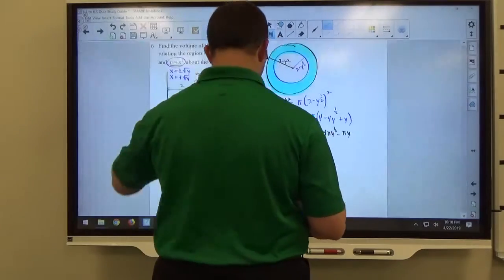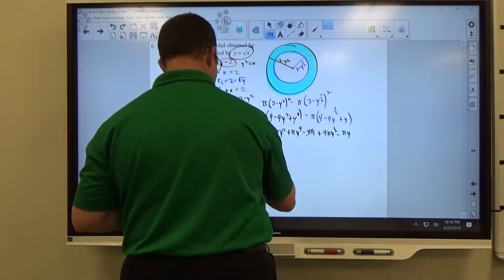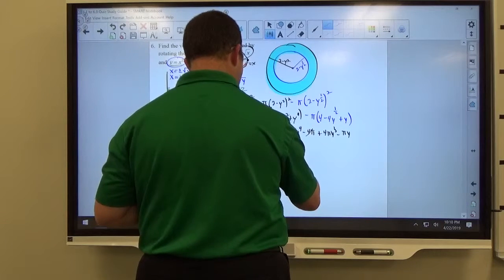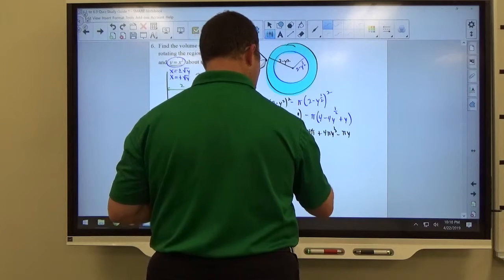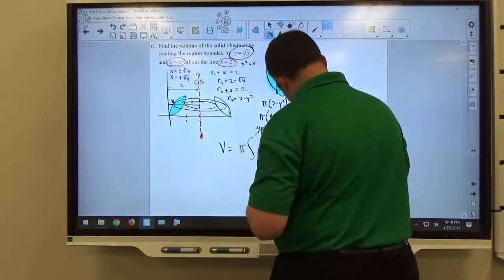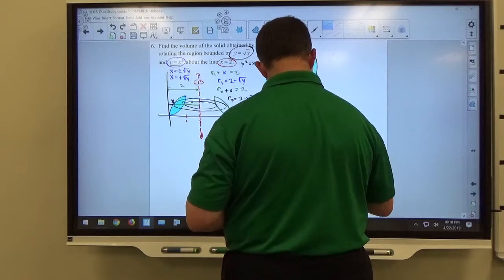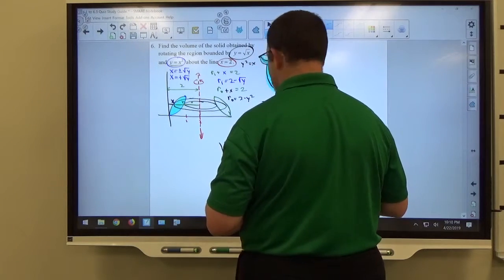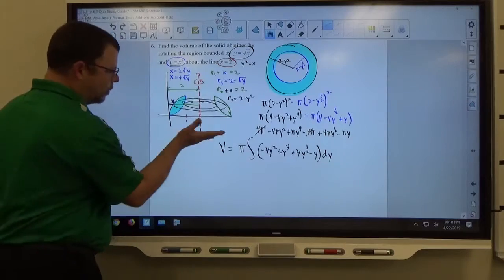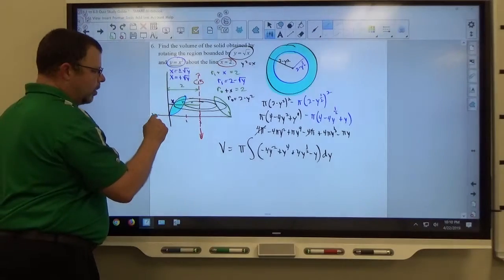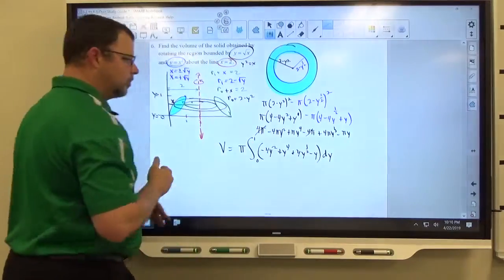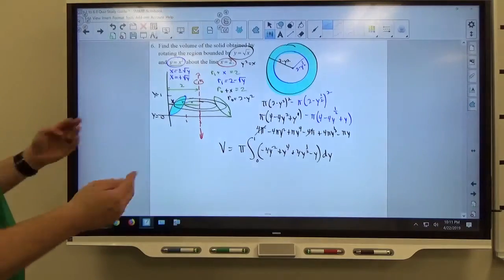So my volume simply becomes pi integral of all this stuff without the pi. So negative 4y squared plus y to the fourth plus 4y to the half minus y, dy. And my circles are starting at 0 and ending at 1. So the circles are moving vertically this time. Y equals 0 is the bottom, y equals 1 is the top. So 0 to 1 is my interval. So again, construct the integral, then work the integral out. Once again, it's a power rule scenario.